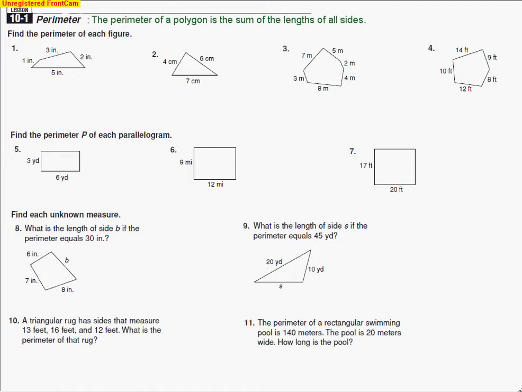Today we are going to find the perimeter of polygons. The perimeter of a polygon is just the sum of the lengths of all sides. All we're going to do is find out the distance around the figure, and to do that, we're just going to add all these sides up. That's what sum means, to add up all the sides.